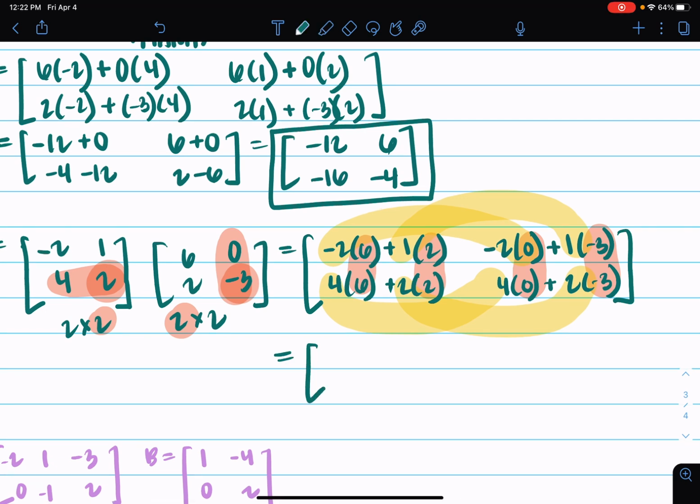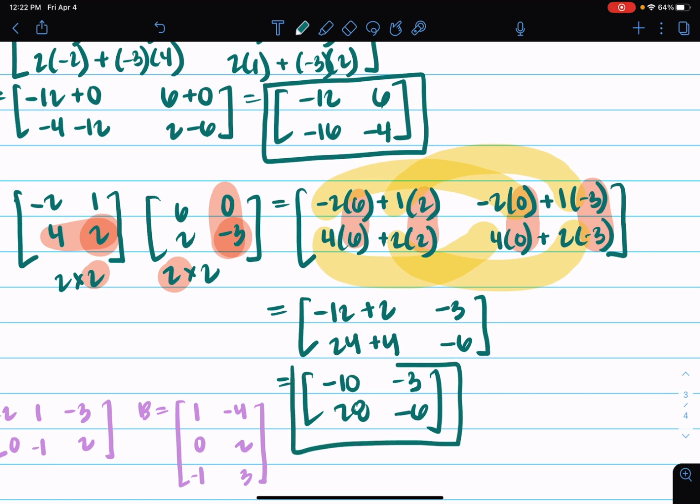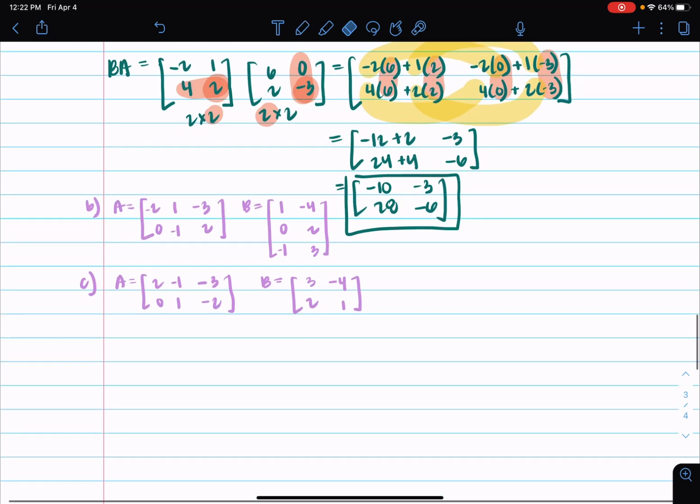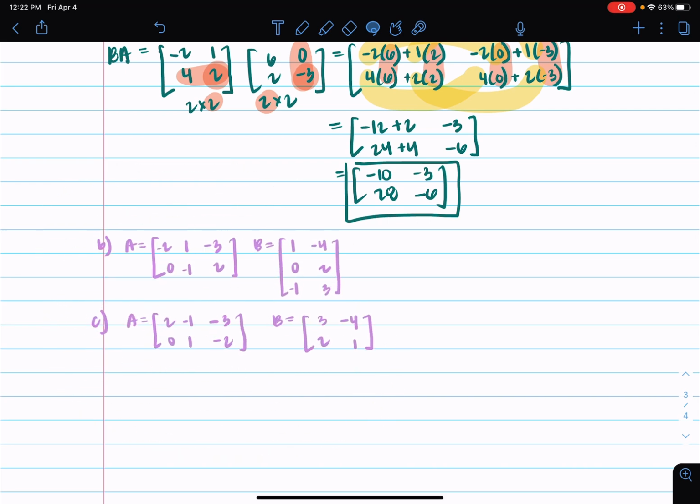Negative 2 times 6 is negative 12, plus 2, 24 plus 4. That's going to give me 0, negative 3. That's also going to give me 0, negative 6. Just have to simplify it a little bit: negative 10, 28, negative 3, negative 6. Awesome, that's our answer.